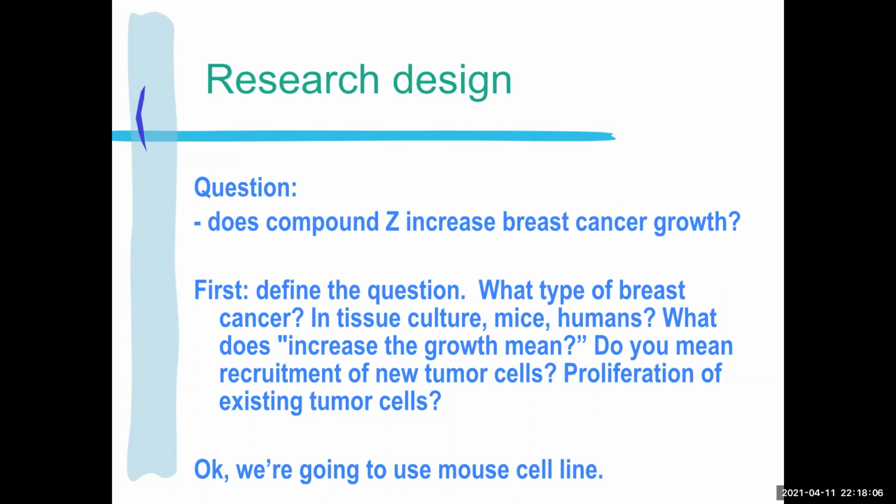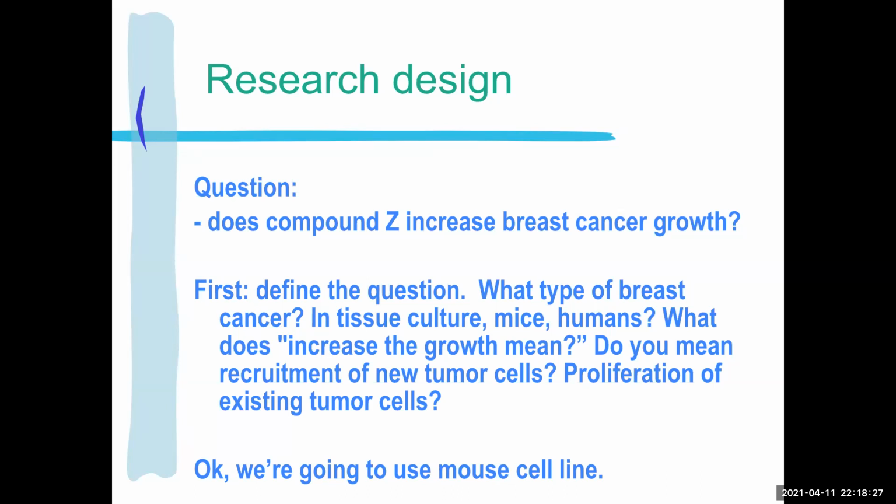So let's say I have this question. I have found this new compound, let's call it Z, and does it increase breast cancer growth? Is this a risk factor for people? It's in the environment. I want to see if it's causing increased breast cancer. So that's my question. And then how do I turn this into a research project?